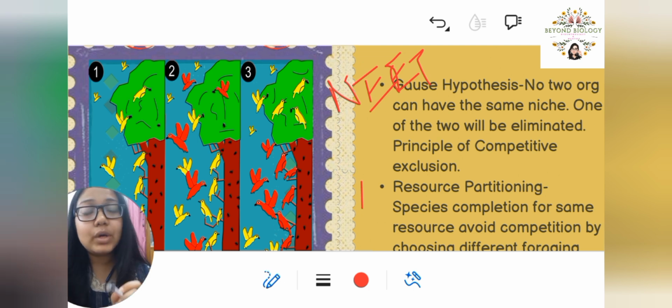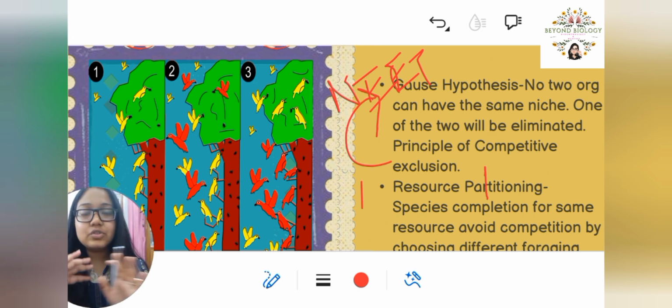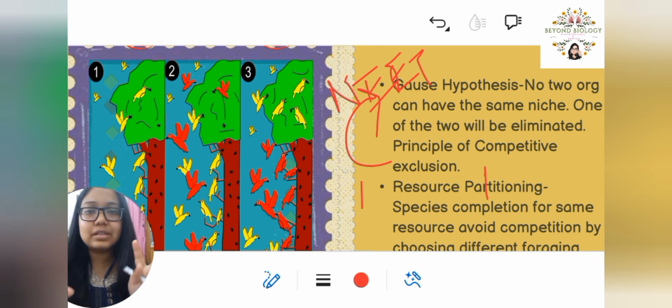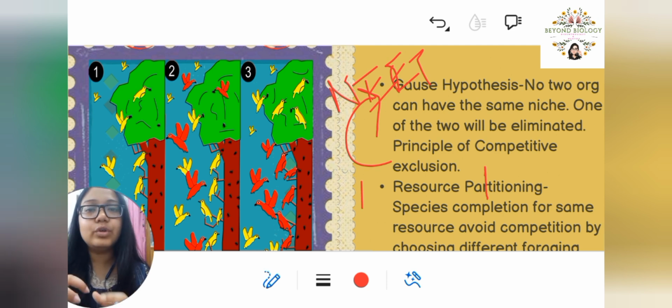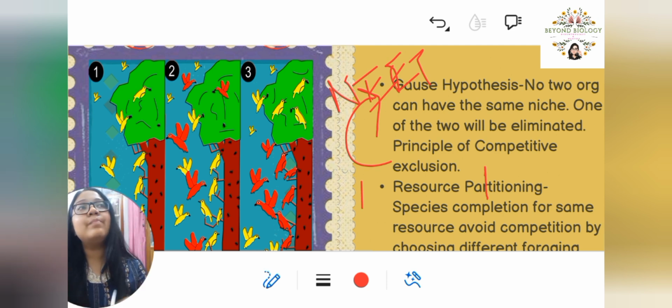Now comes the principle of competitive exclusion. What is it? This is the principle of competitive exclusion, which is Gause's hypothesis. So don't confuse these two things, both are the same. Resource partitioning is when, for example, I said there is a zebra, the lion and the cheetah, they will say, okay, let us feed on the same food and we will divide. It doesn't happen that way, but in the case of some animals, it does happen.